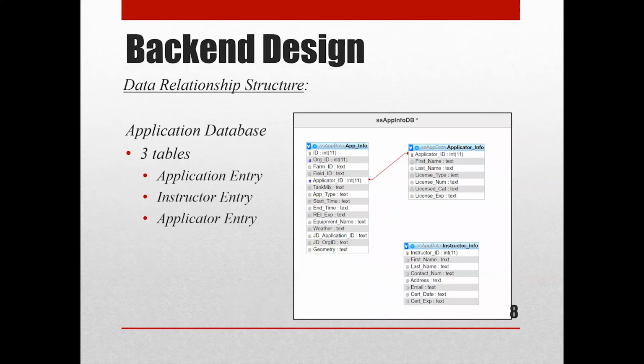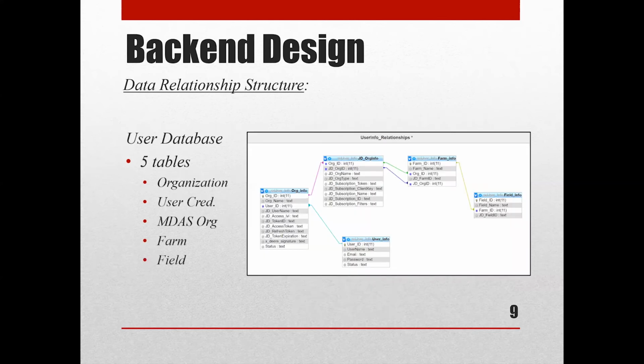The back end requires 3 databases, with the first consisting of an application database. In this application database, there are 3 tables, which consist of an application entry, an instructor, and applicator information. It also requires a user database, which includes the user information, credentials, organization, and the farm and field information that pertains to the machine data acquisition.